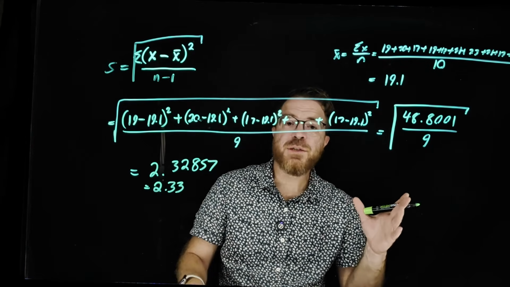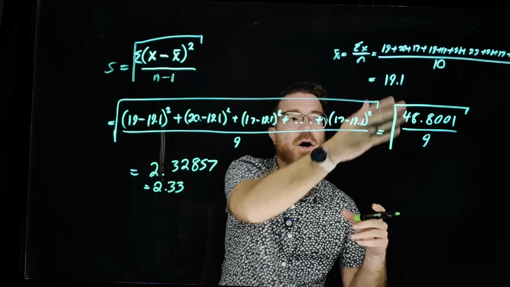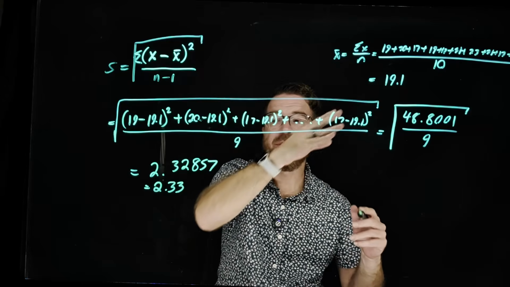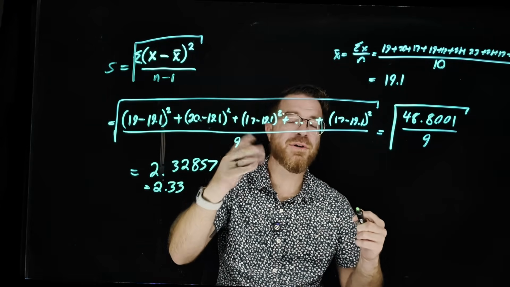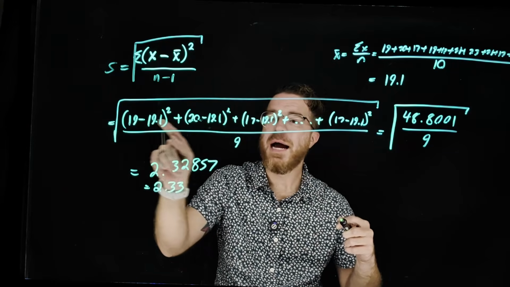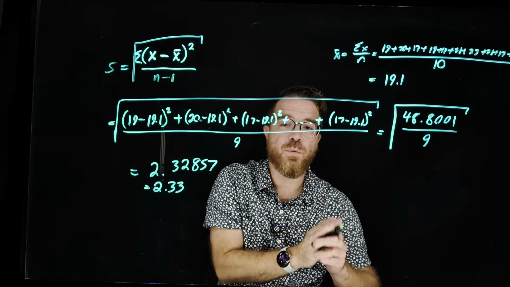You'll notice that to do this, I took every data point we had, 19, and I subtracted our mean that we calculated, 19.1, and I squared it. And then I took the next value, 20, and I subtracted my mean, 19.1, and I squared it. And I take my third data point, 17, minus 19.1, and I squared it. I did this for all of them. I added them all together, and then I got 48.8001.